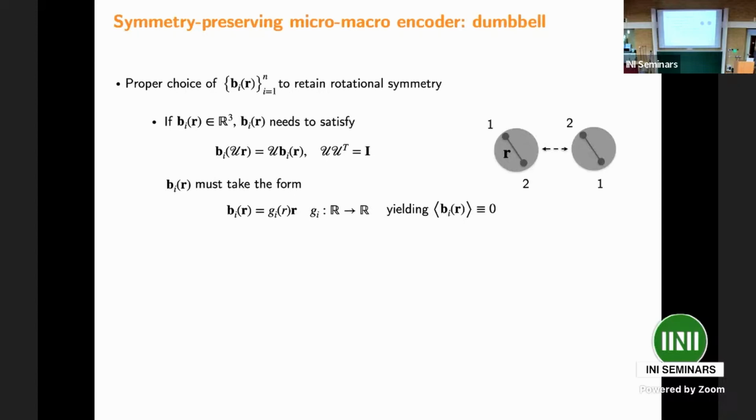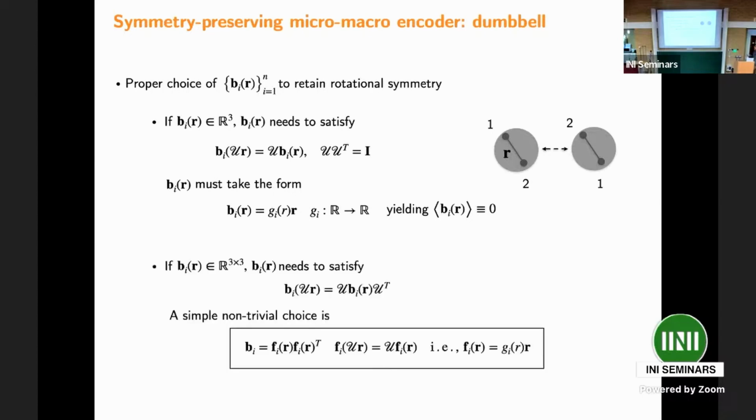If B is a vector, then it should retain the rotation equivariance constraint, which means that if a molecule on the micro scale has a rotation, where U is unitary, then the output B also rotates by U. Given that, we can show that B must take this form, where little g is a scalar function. But if that is true, then if we take the average, we just get a trivial result, because the two are essentially the same. So in order to get a non-trivial form, the next choice is the second order tensors.